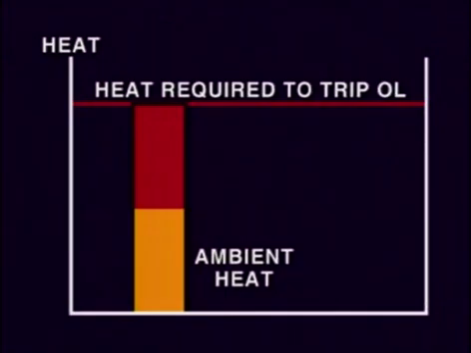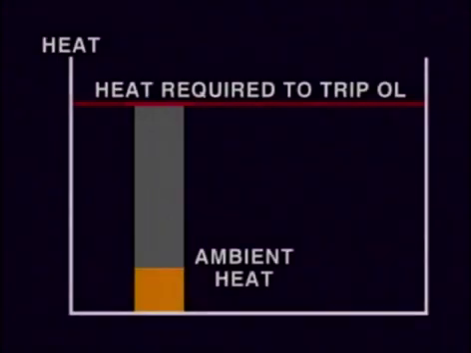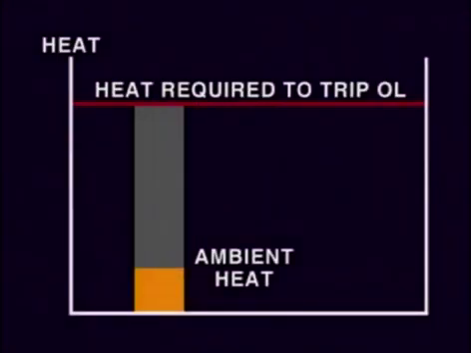Now, if the ambient heat is this much, then the overload will trip at less overcurrent, creating a nuisance tripping. Conversely, if the ambient heat is this much, then the amount of heat necessary by the heater will be this much, however requiring more current than necessary to protect the motor. This can result in the burning of the motor due to overheating because of too much current.